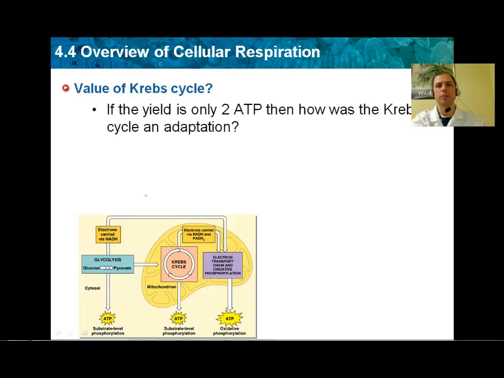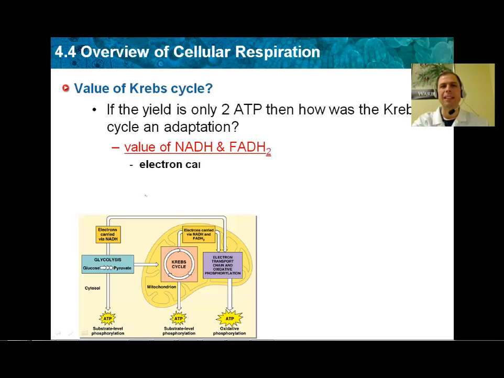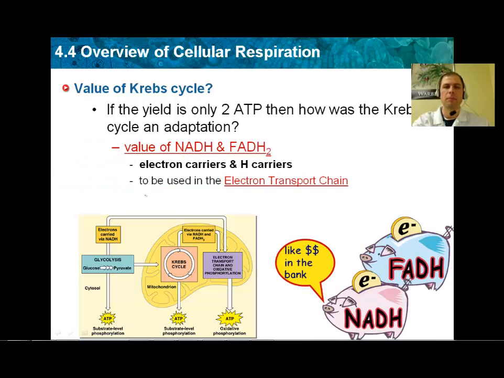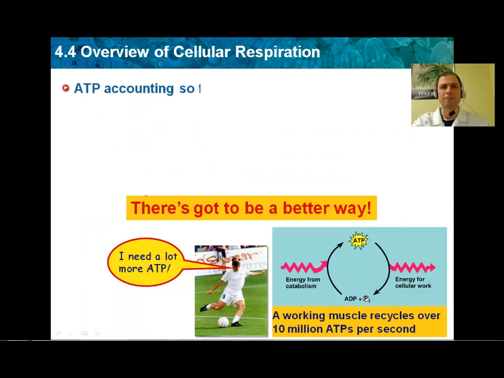So the overall value of the Krebs cycle is a net of only 2 ATP. Wow, this seems pretty weak. How can we use that to power us? Well, it's going to turn out that the overall value is in the electron carriers. We're going to use those in a moment in the electron transport chain, because we've deposited money in the bank, and we're going to bust it open in a minute and spend it.